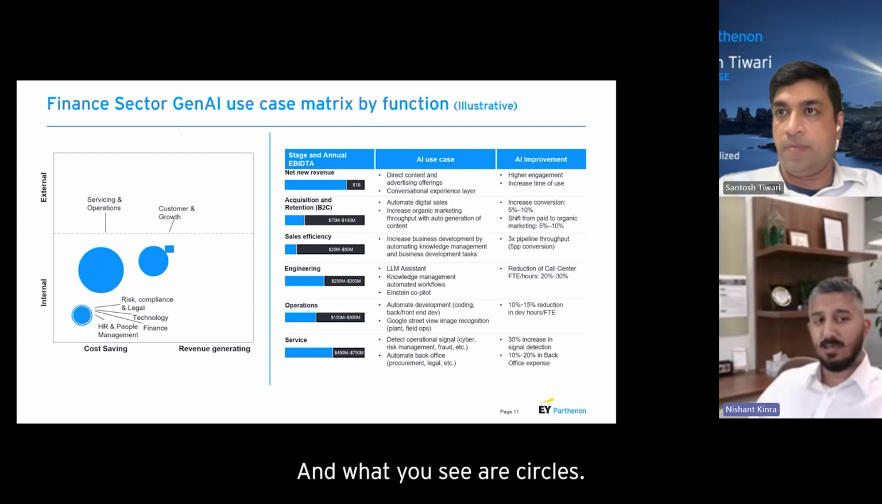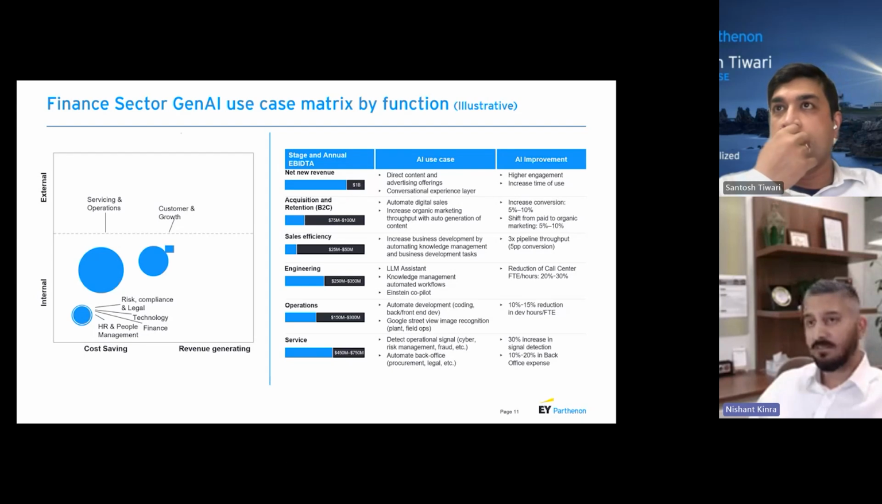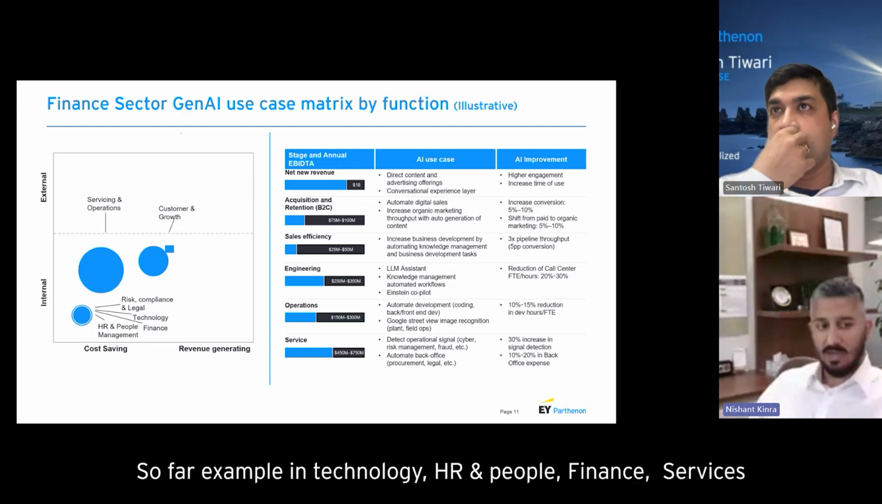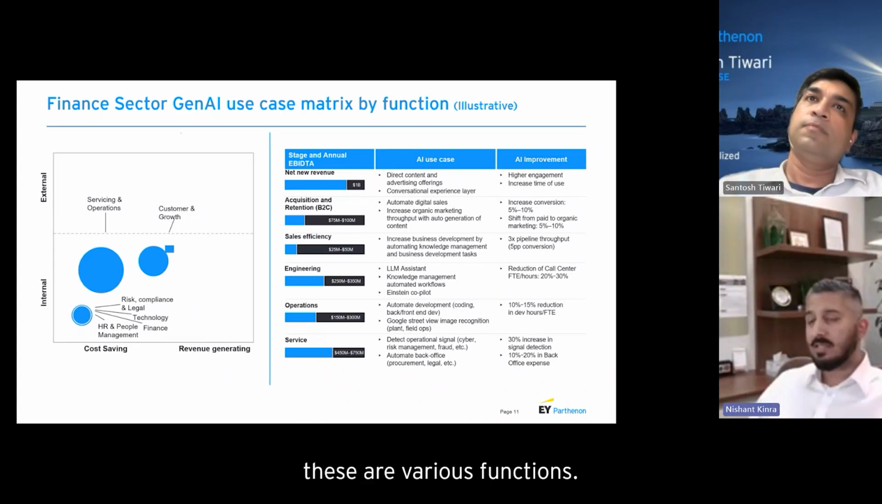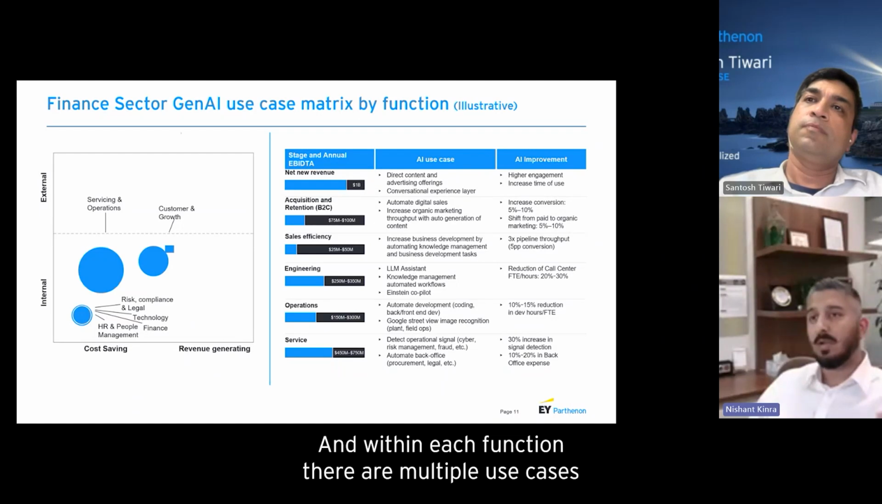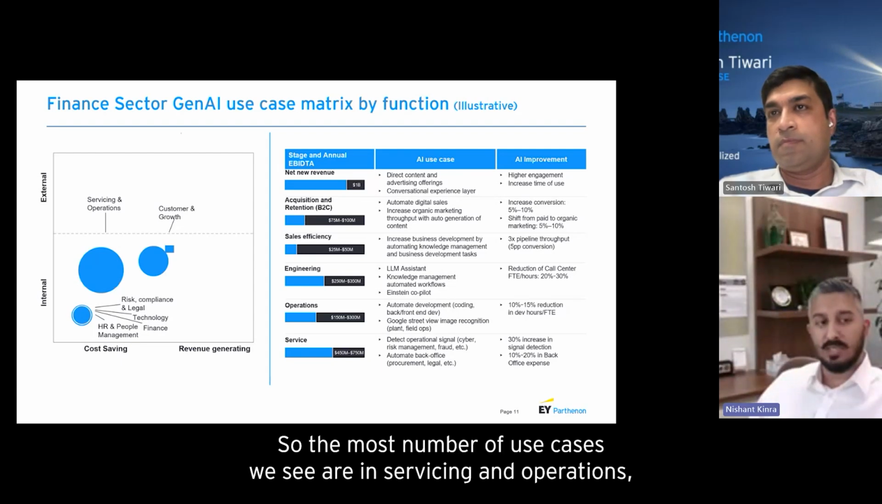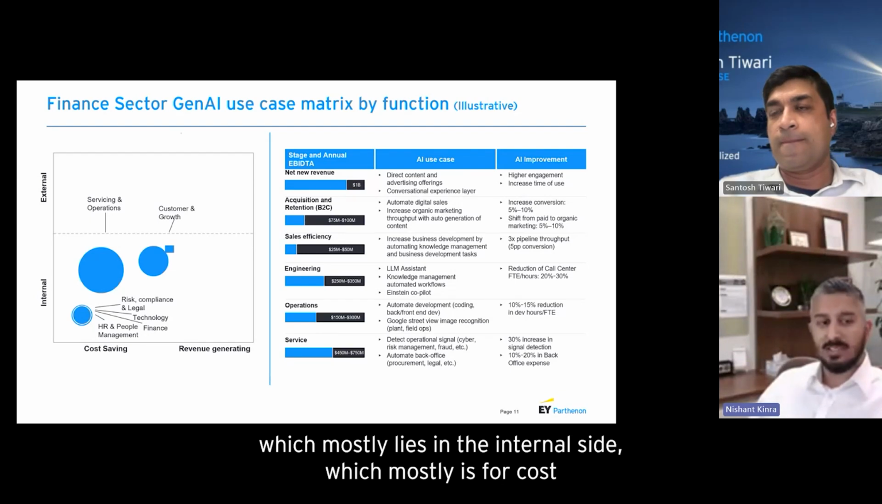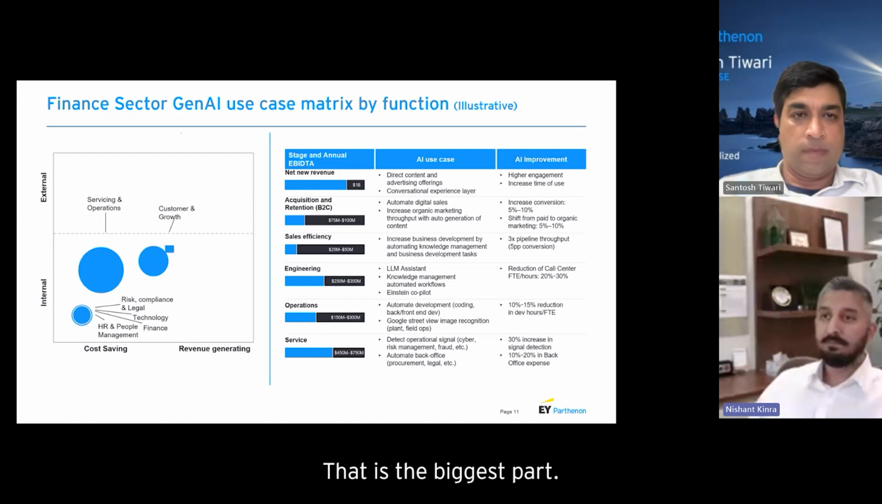And what you see as circles there are finance sector Gen AI use cases by function. So these are different functions. So for example, technology, HR, people, finance, service and operations, customer and growth, etc. These are various functions, and within each function, there are multiple use cases that are included to make the size of the circle. So the most number of use cases we see are in servicing and operations, which mostly lies on the internal side, which mostly is for cost saving at this point in time. That is the biggest part.